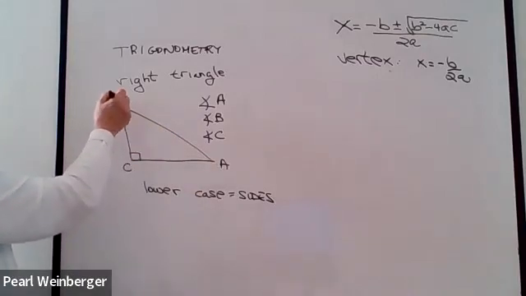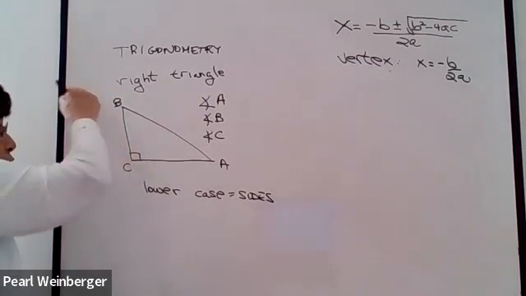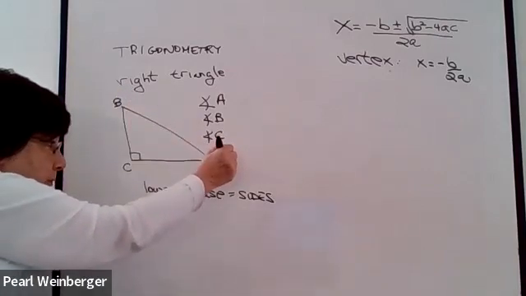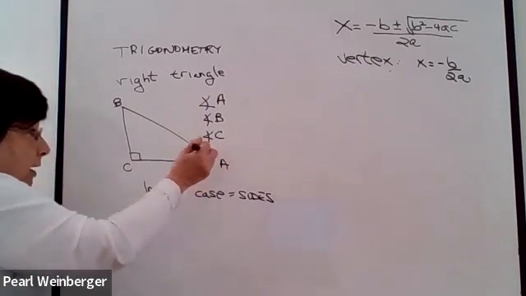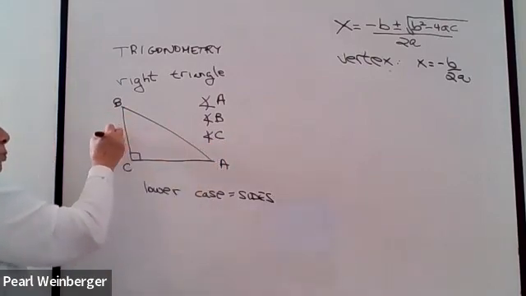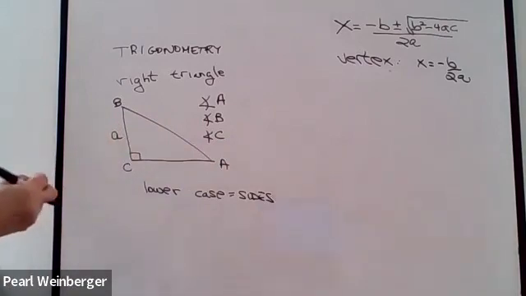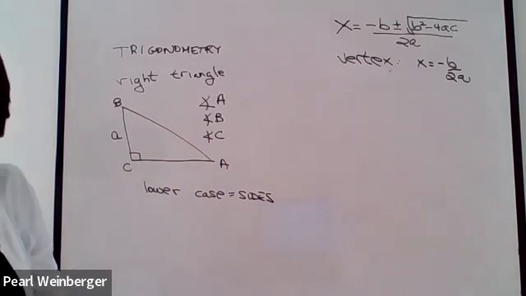If I take side BC, side BC is directly across from what we call the opposite angle A. We're going to call this small a. In other words, we label the lowercase letter based on the angle that it's across from.